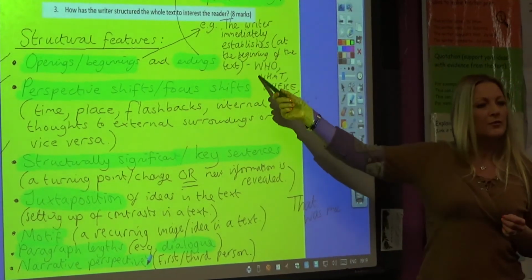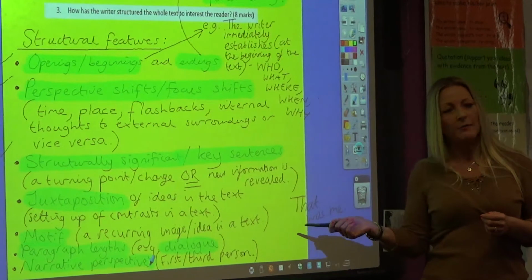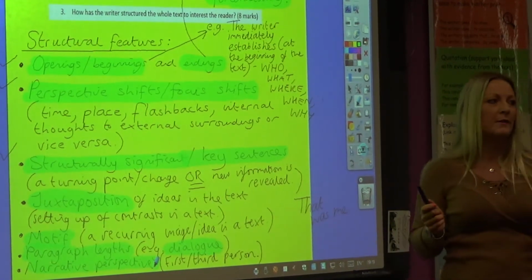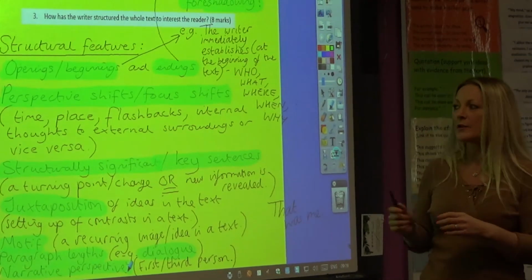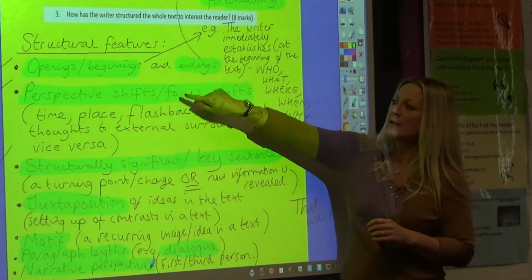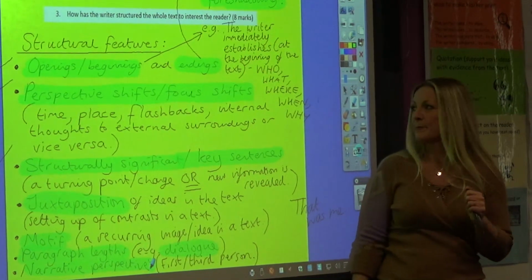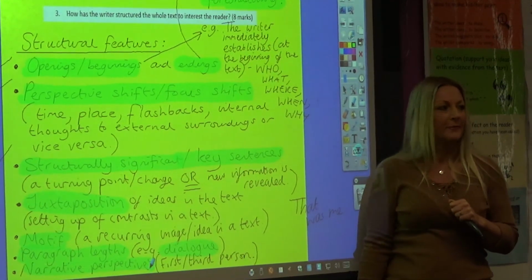Okay, so we've got our structural features. What we're going to do tomorrow, we're going to look at some top tips as to how you identify quotations. And we're going to start to talk about these features and how they would interest the reader in the text that we've been studying. Okay? Right, thank you.